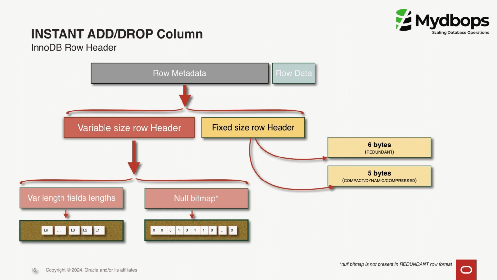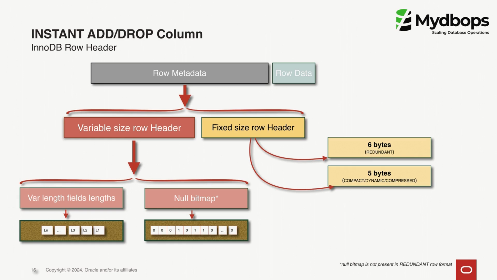One is the variable size row header, one is the fixed size row header. The fixed size row header is 6 bytes if the row format is redundant, and it is 5 bytes if the row format is compact, dynamic, or compressed. So any record in InnoDB on disk will have this fixed size header based on the row format used. Now, if we open up the variable size row header, it again has two parts: variable length fields length, and null bitmap. What is this variable length fields length? You might have a table definition with columns like varchar(100). But on disk you might have, let's say, inserted Mayank, so only 6 characters have been used, whereas you have declared 100.